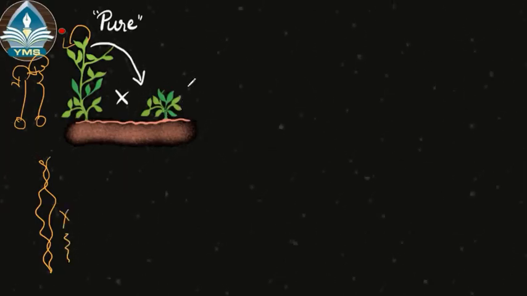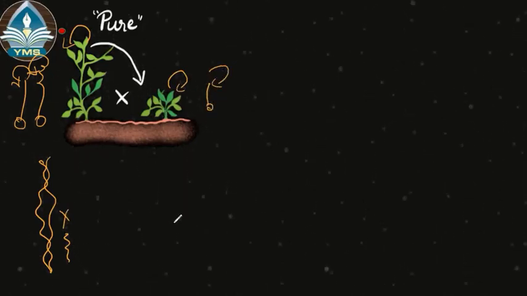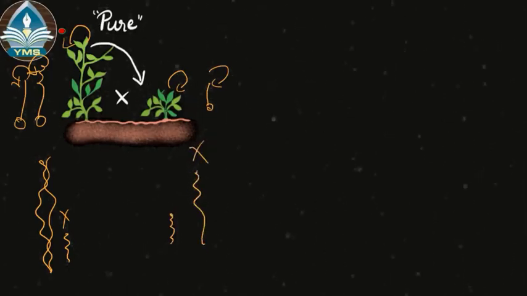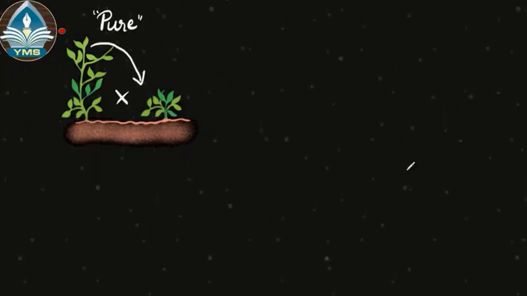Also this short plant, he kept self-fertilizing it, got seeds, grew them, self-fertilized it until all the offspring were short. Nothing was tall. So now we call these pure strains or pure breeding. So this was the first step. He made pure strains, pure plants.